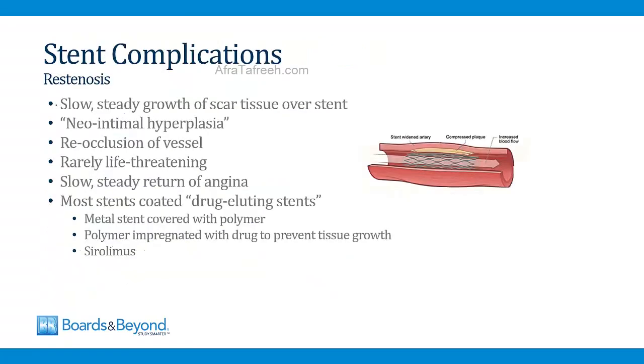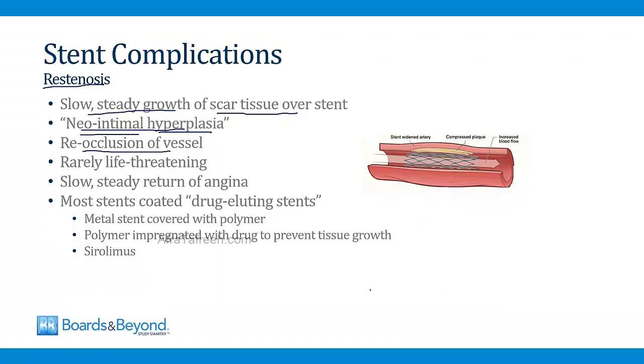There are two complications of stent implantation that you should be aware of because stents are so common in the modern era, and also because these things will come up on your boards. The first stent complication is called restenosis. Restenosis is the slow, steady growth of scar tissue over a stent. This process is referred to as neo-intimal hyperplasia because it is a new intimal layer that is developing hyperplasia and growing over the stent. If the amount of scar tissue growth is significant, it can re-occlude the vessel. This can cause the angina to return.